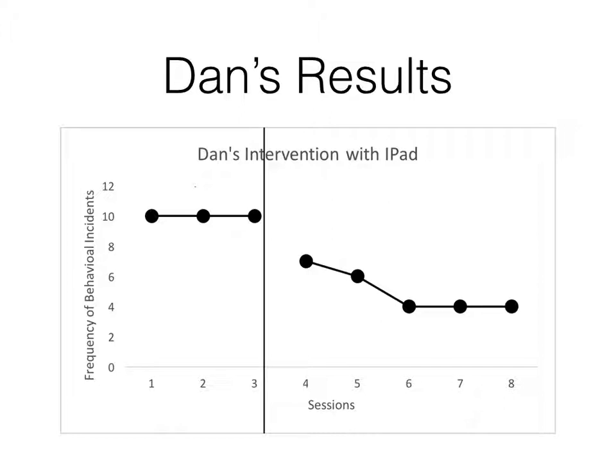After the intervention on day 1, he had 6 incidents. Day 2, he had 5. Day 3, 4, and 5, he had 4 incidents each. So again, we're seeing a decrease in behavior incidents with our intervention.